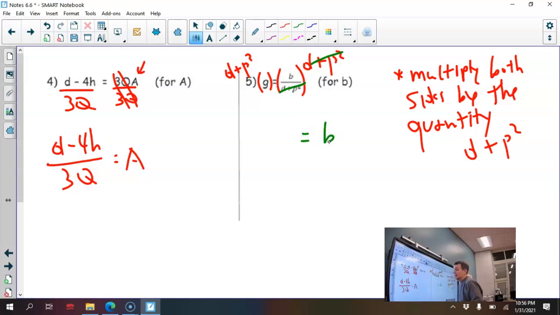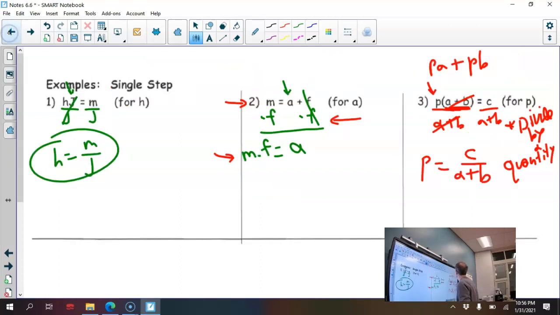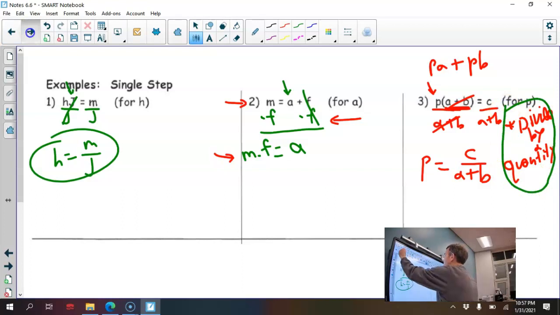Now on the left side, you don't actually have to multiply it together. You could just leave it as g times d plus p squared. Or if you really want to distribute it, you could distribute it. But either answer is fine, and if you don't have to do the extra work, there's no need to. All right, but the big thing we've learned here maybe is multiplying both sides by a quantity or dividing both sides by a quantity. We're going to see that again shortly.